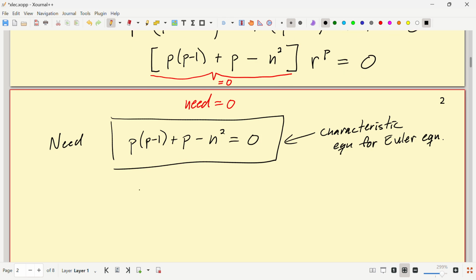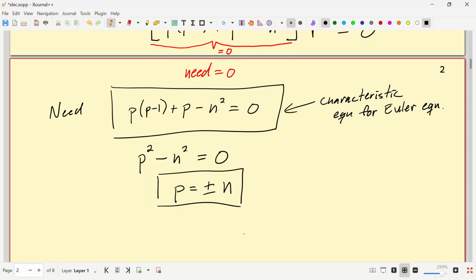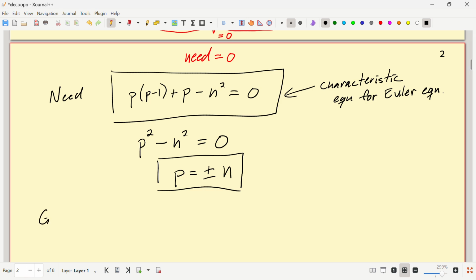Let's see, that would be p squared. Oh, look, the p's cancel. p squared minus p plus p. So it's p squared minus n squared equals 0. We get p is equal to plus or minus the square root of n squared, which is n. And so we get two solutions, namely r to the plus n and r to the minus n.